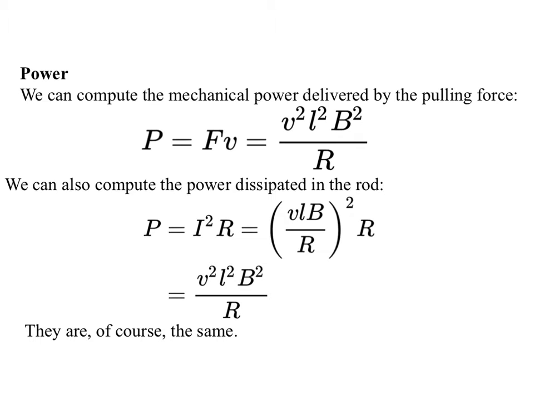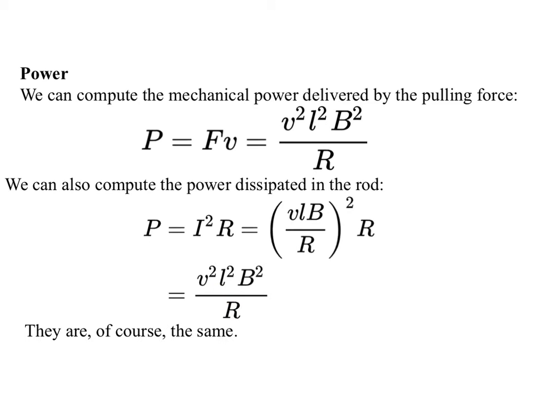We could also compute separately the power dissipated in the rod, because we know the power is I squared R. So we know the current was VLB over R, quantity squared. VLB over R, and we square it. This R here cancels one of the R squares there, and we get V squared L squared B squared over R. And of course they are the same, because all the energy being lost by whoever's pulling it is being gained by the circuit, and then being dissipated as heat in the circuit.